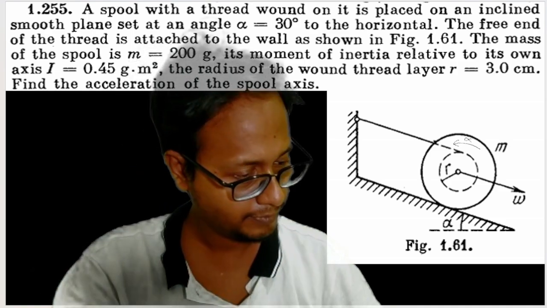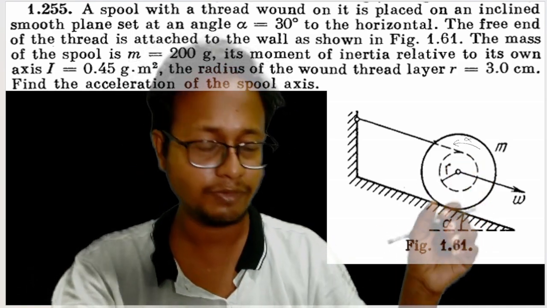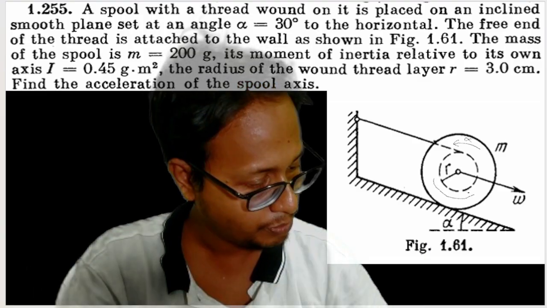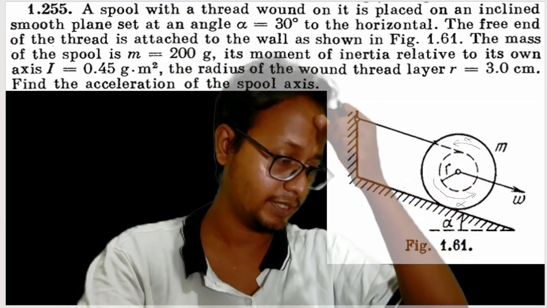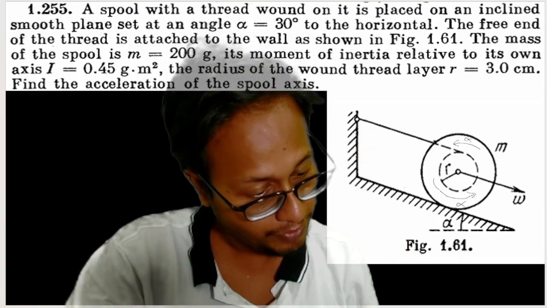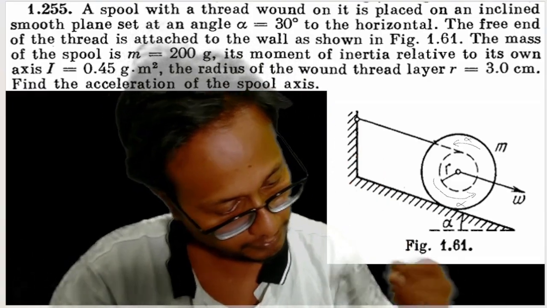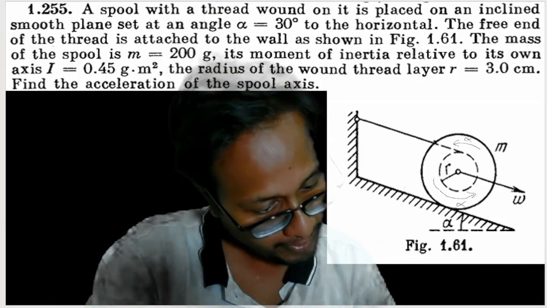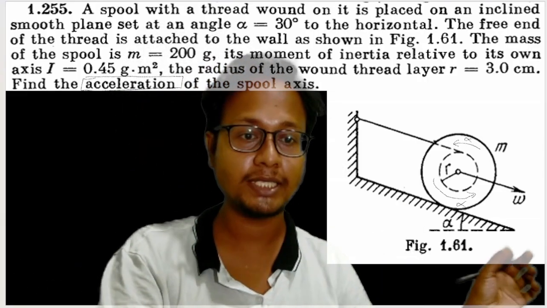See, the only thing holding this cylinder is this rope, and this surface is frictionless. So this cylinder is supposed to rotate like this, no? So this is the direction of rotation. Yeah, right. Now what do we need to find here? We need to find the acceleration of the spool axis. That means we need to find what the acceleration is.